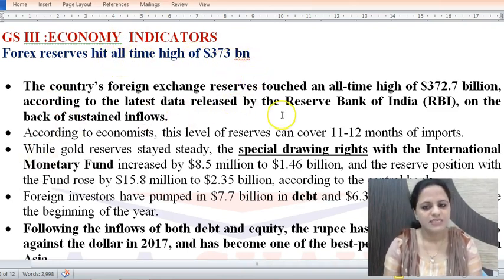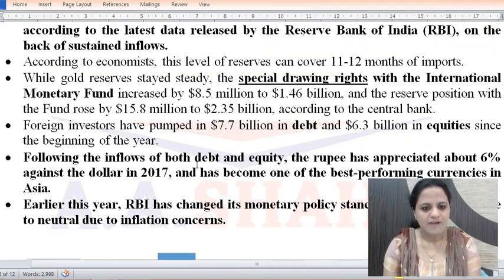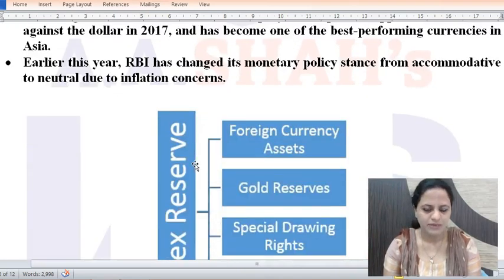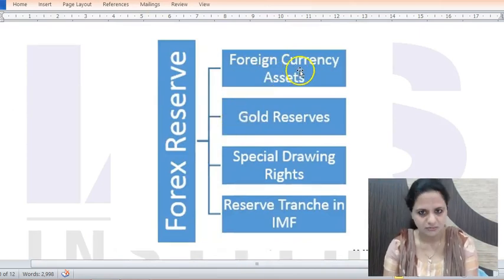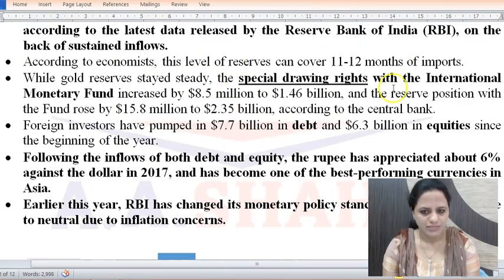So the country's foreign exchange reserves are at an all-time high right now, as per the data released by RBI. The forex reserve, the foreign exchange which we have, is held in 4 different forms. One is foreign currency assets, which is a major chunk, more than 75%. Then next is the gold reserve. Third is special drawing rights. And fourth is the reserve tranche in the IMF. The special drawing rights are also with respect to the IMF, the International Monetary Fund. So what is SDR? You should know about it. So here we will see presently.